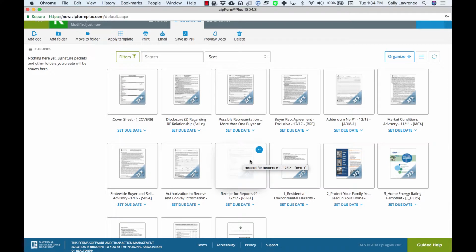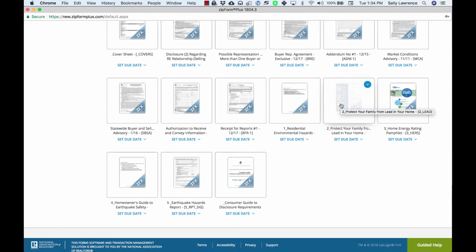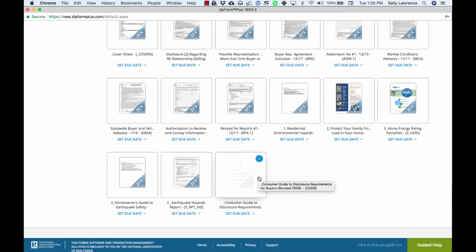We'll have a receipt for reports, and then some of the reports that we include right up front include environmental hazards, protecting your family from lead in your home. For any home that was manufactured before 1978, there is the possibility that lead may exist in that home. The home energy rating pamphlet, so you can figure out how to best have an efficient home energy-wise. Homeowner's Guide to Earthquake Safety here in California, that can be kind of a big deal. And then the Earthquake Hazard Safety Report, which is something that you will get in a home that was manufactured before 1960. And finally, the Consumer Guide to Disclosure Requirements.